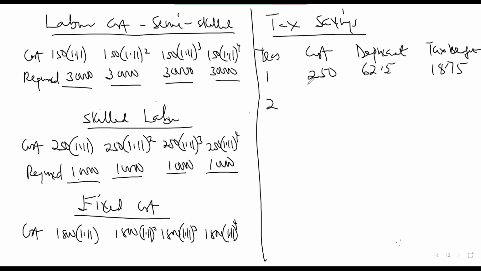Okay, let's count to year 2. What will be the reducing balance? What will be the net book value? We are charging the depreciation on reducing balance basis. So what will be the net book value? I'm having 187.5. Then we now charge the tax on it. I'm having 46.875. Then you find the tax benefits. I'm having 14.0625.